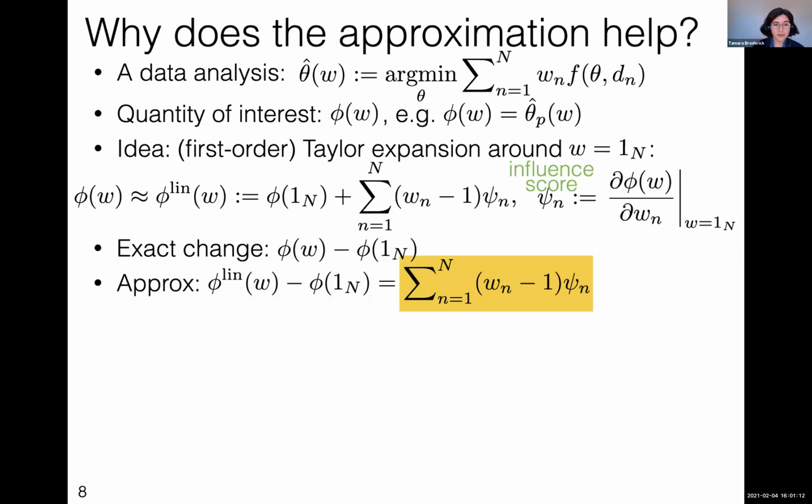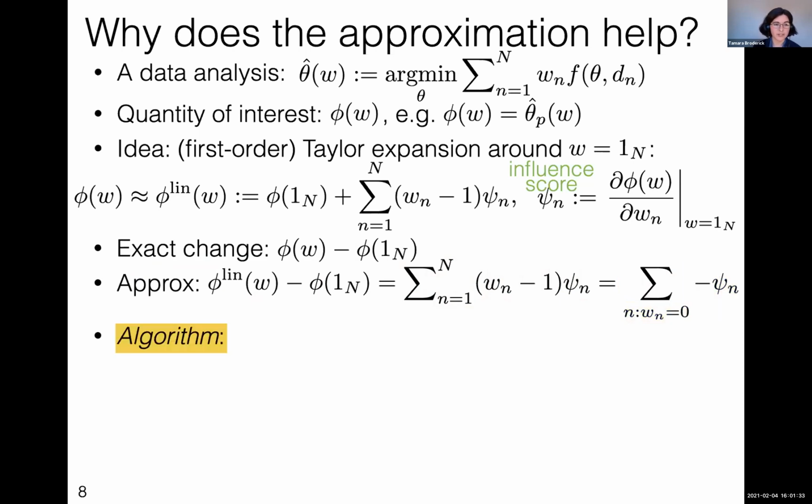And this sum, you'll notice, has this Wn minus 1 part. Well, most of the time, Wn is 1, because we're only dropping a few data points. And so really, we can rewrite this sum as a sum over the cases where Wn is 0. Those are the data points we've dropped in this particular W. It's a sum over these influence scores.